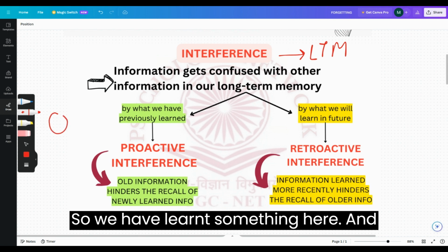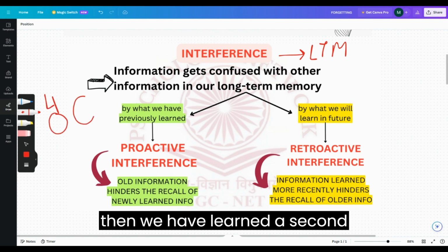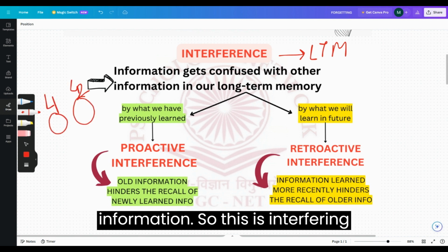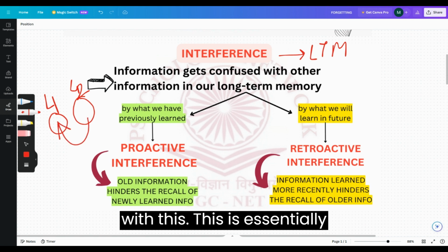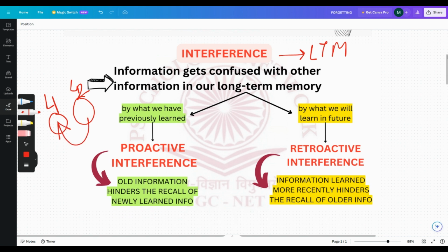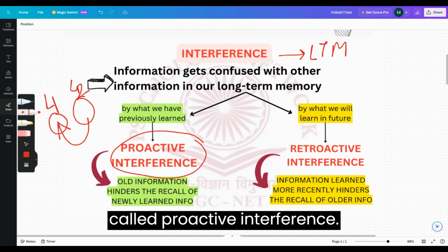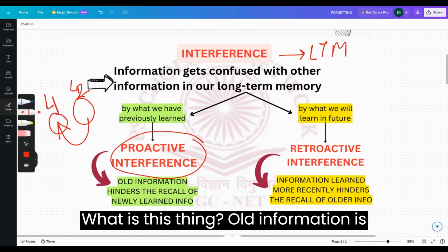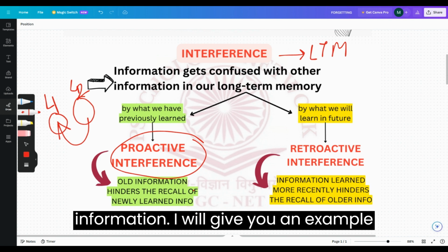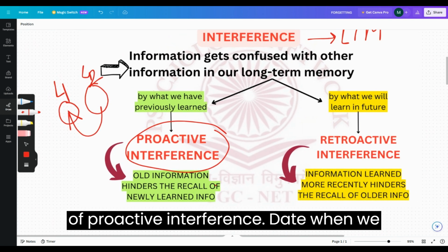So, we have learned something here, and then we have learned a second piece of information. So, this is interfering with this. This is essentially called proactive interference. What is this saying? Old information is hindering the recall of newly learned information. I'll give you an example of proactive interference.